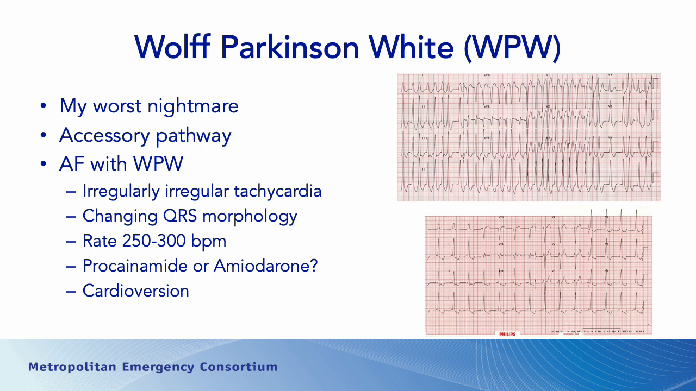So if you look at the top right 12 lead, it's tachycardic. If you look at any one of the leads, you'll see that you may have some variation in the height of the QRS complex. So they have a changing QRS morphology. Wolff-Parkinson-White patients tend to run really fast. Their rates can be well over 200.